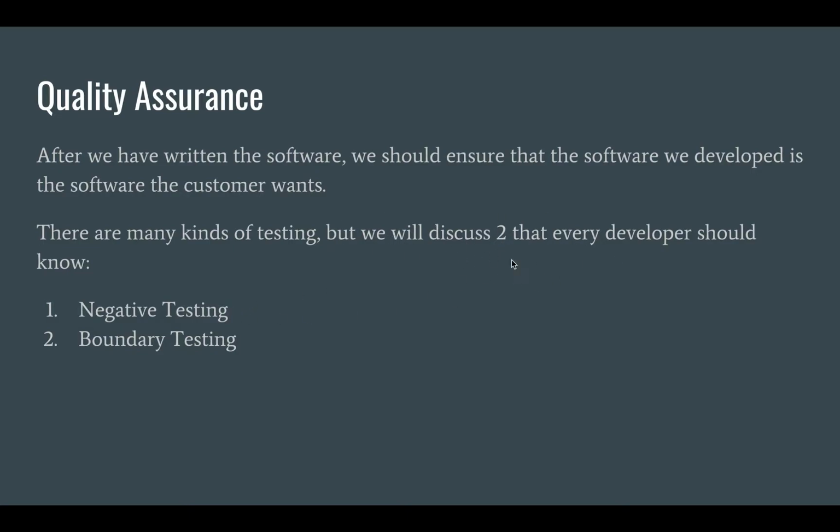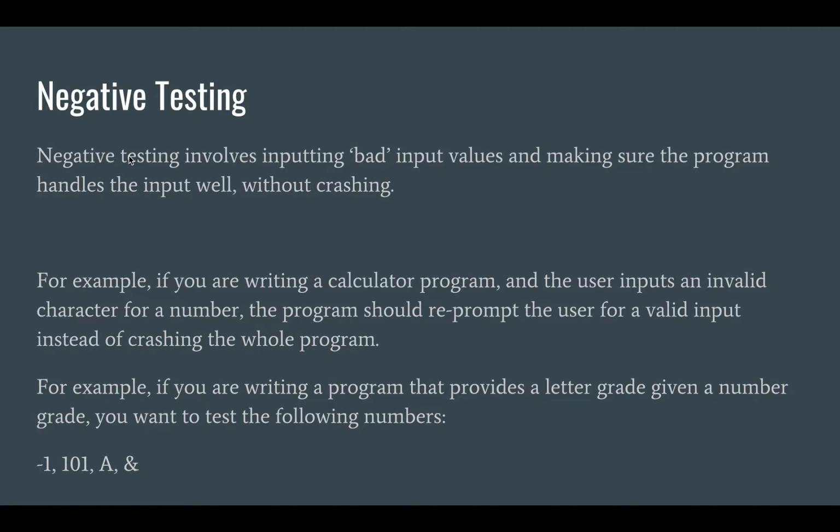But there are two in particular that every developer in the world should know, what are called negative testing and boundary testing. Every developer needs to do negative testing. Every developer needs to do boundary testing if it's applicable to the code they're writing. So negative testing simply involves inputting bad input values and making sure the program handles the input well without crashing. So for example, for writing a calculator, and the user inputs an invalid character or an invalid, let's say the ampersand or something, it shouldn't crash the program.